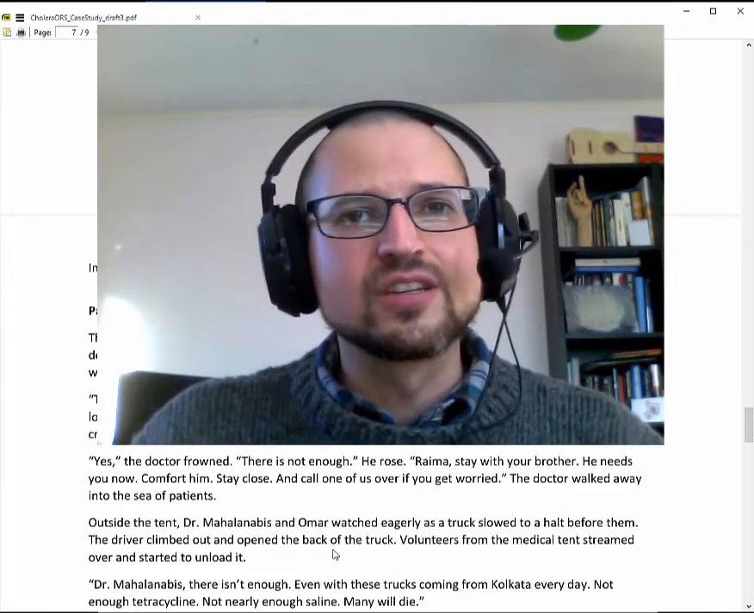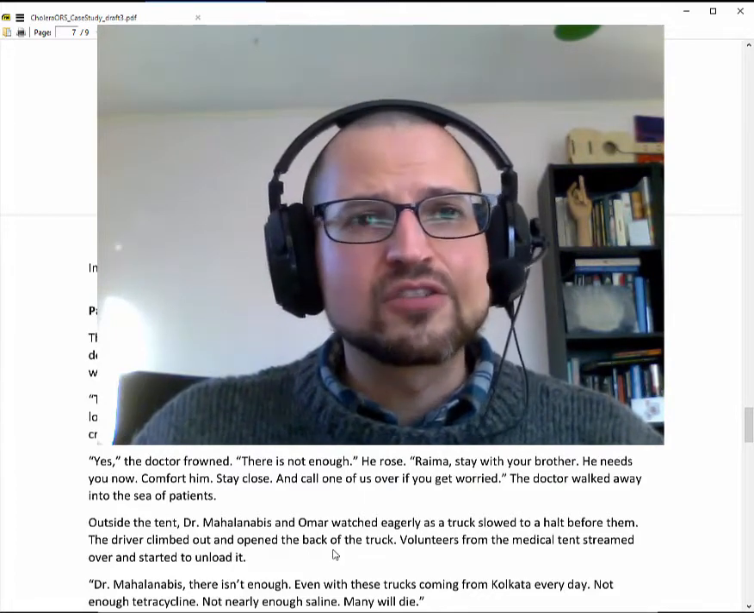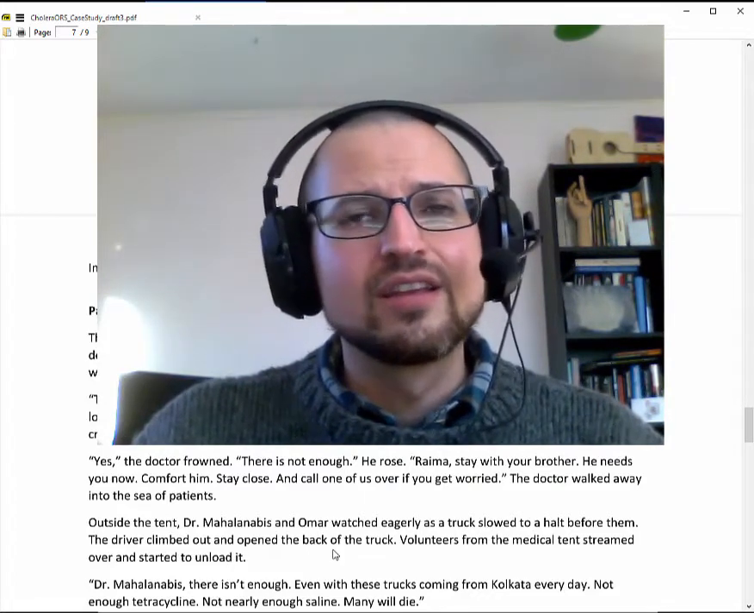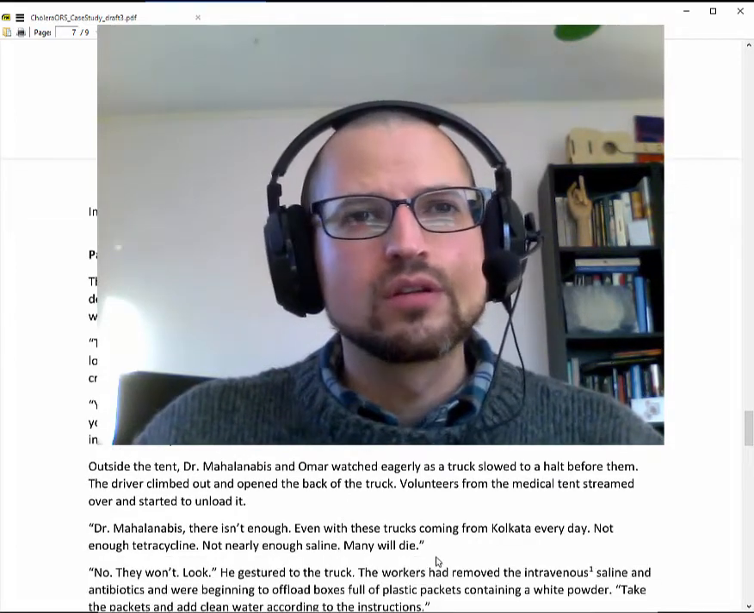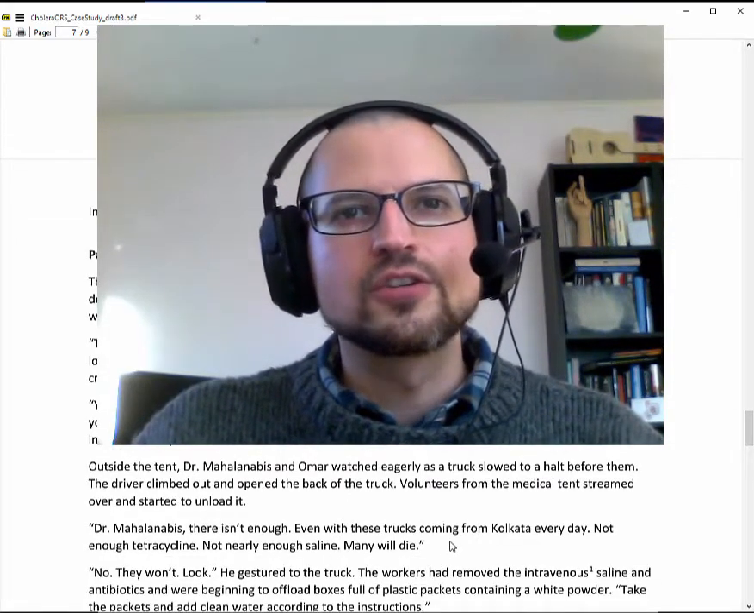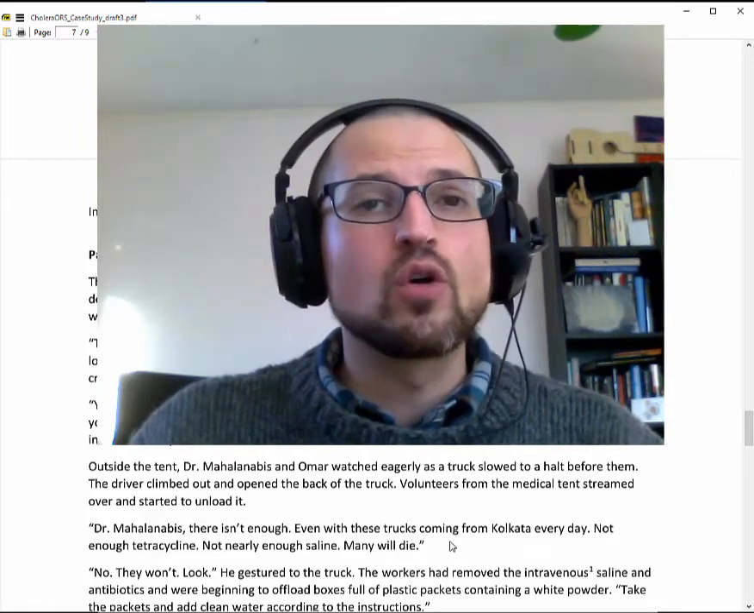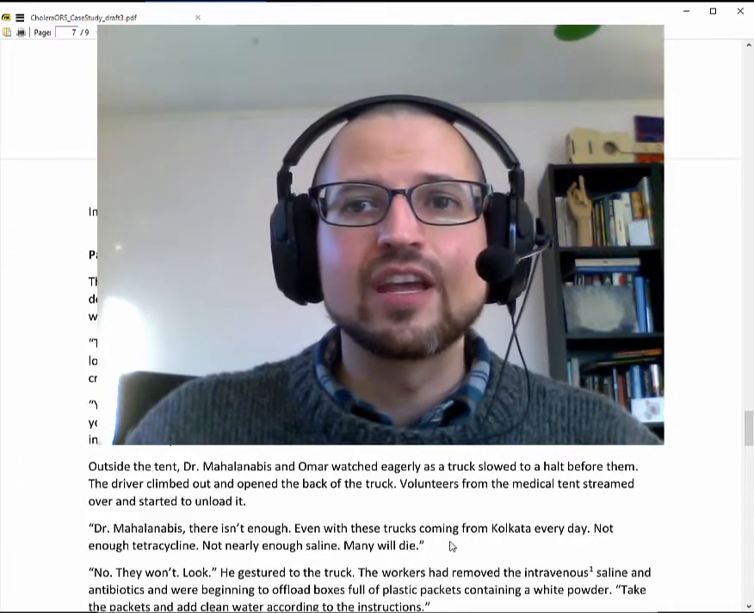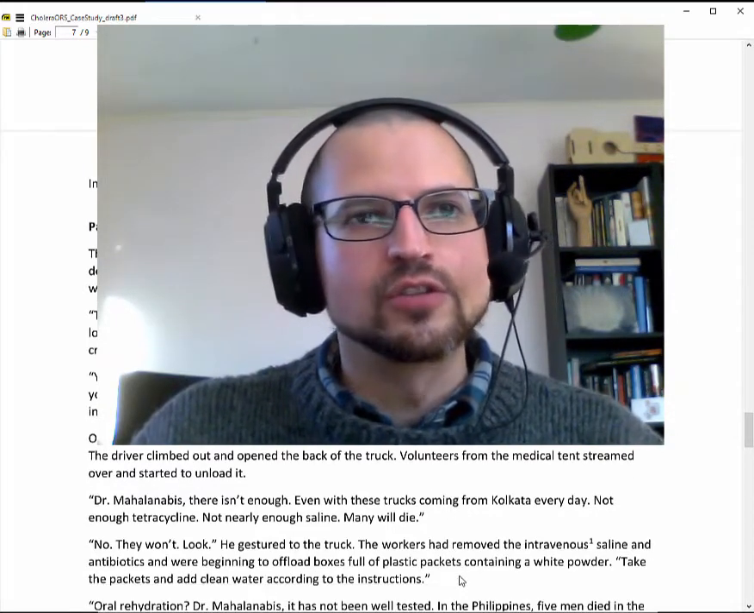Dr. Mahalanobis, there isn't enough. Even with these trucks coming from Kolkata every day, not enough tetracycline, not nearly enough saline. Many will die. No, they won't. Look. He gestured to the truck. The workers had removed the intravenous saline and antibiotics and were beginning to offload boxes of plastic packets containing a white powder. Take the packets and add clean water according to the instructions.